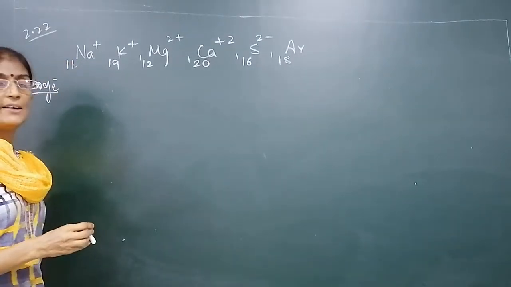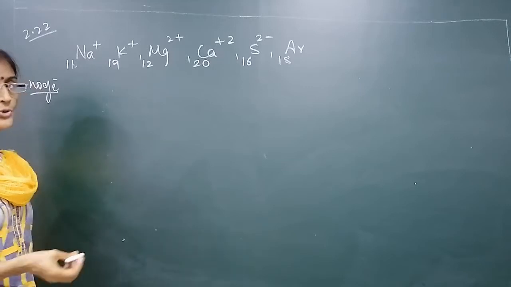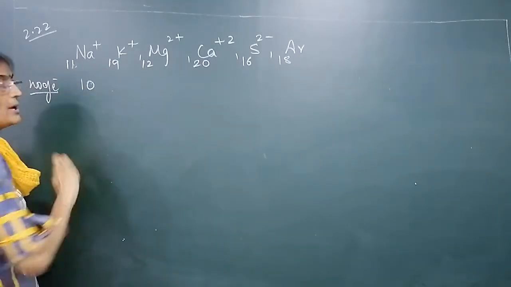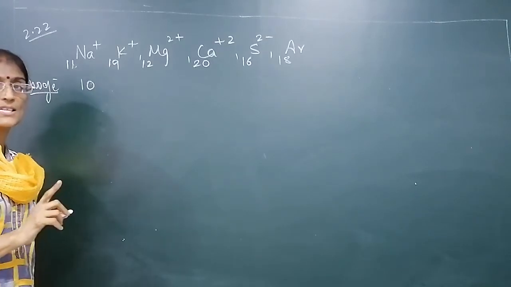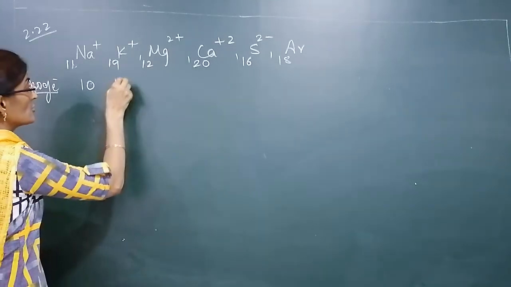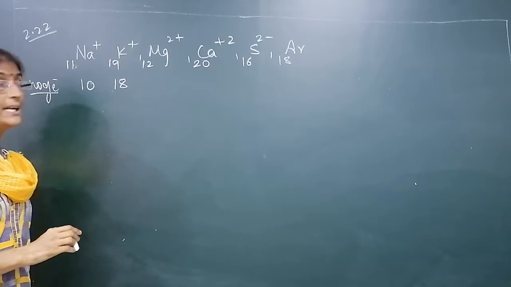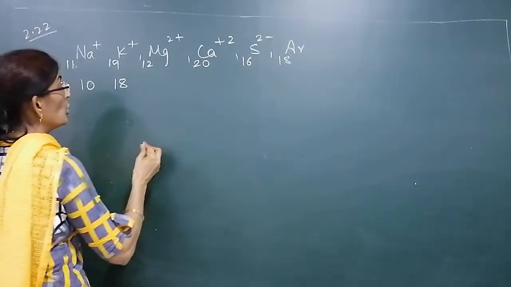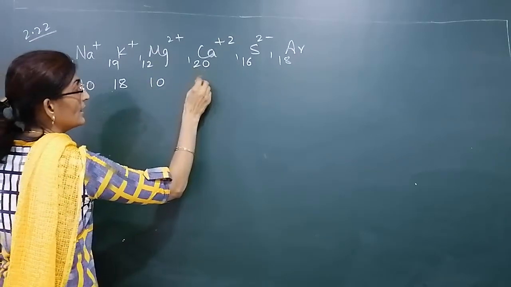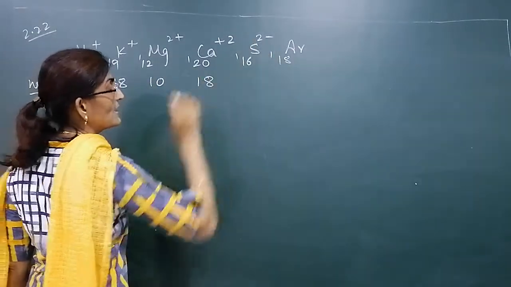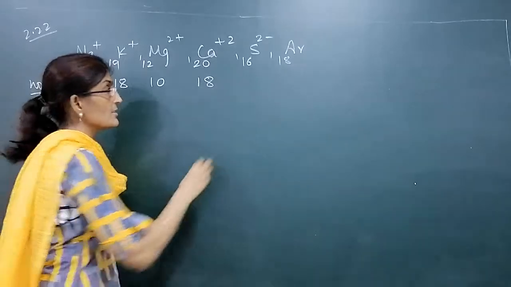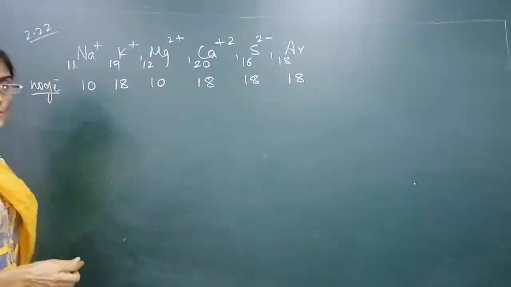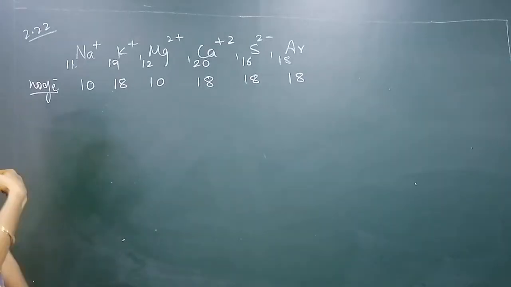Atomic number of sodium is 11 and plus 1 means 1 electron lost. So total how many electrons? 10. Atomic number of potassium 19, plus 1 means 1 electron lost. So total number of electrons will be 18. Magnesium atomic number 12, 2 electrons lost. So 10. Here it is 18. Minus 2 means 2 electrons gain. So it is 18. And atomic number of argon is 18 because it is neutral. Number of electrons will be 18.